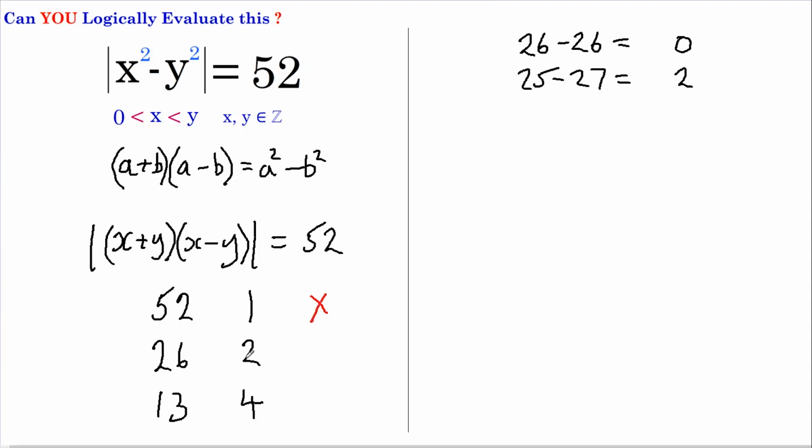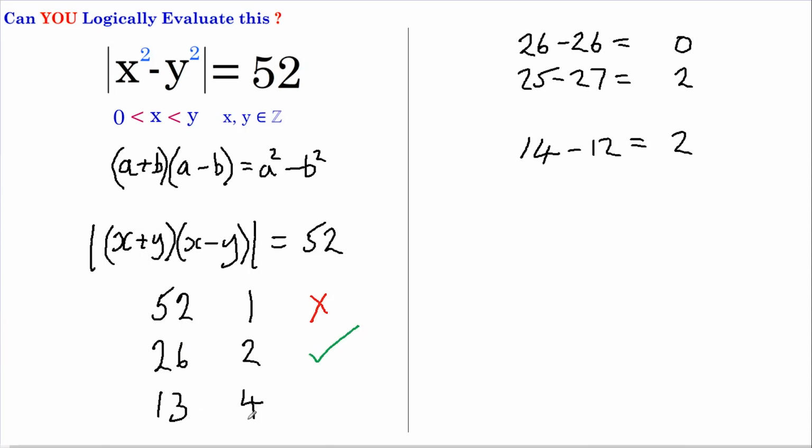Now what about 26 and 2? So two numbers that add up to give you 26 and give you a difference of 2. Well, here we have got a solution because we've got 14 less 12. That gives you a difference of 2 and they add to 26. So this is a solution to our problem.